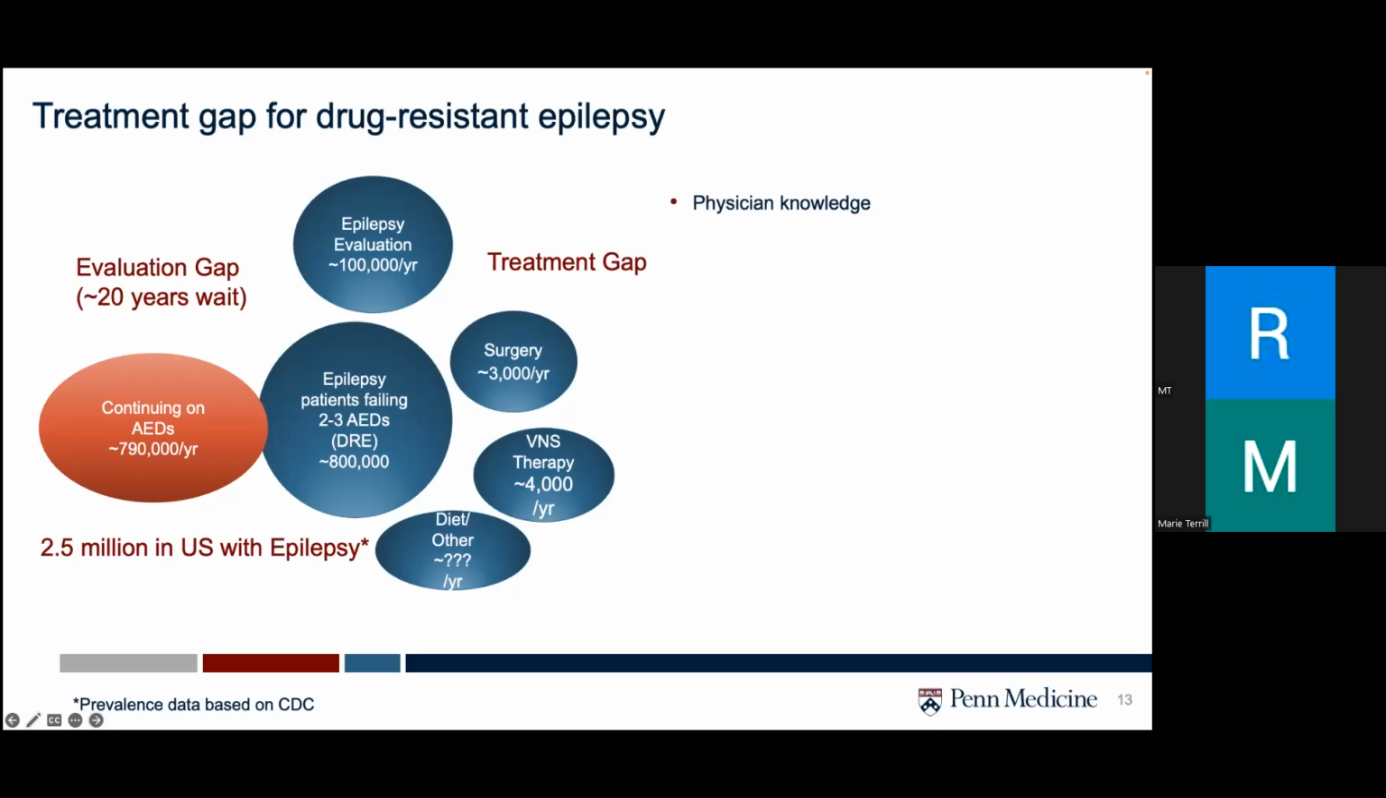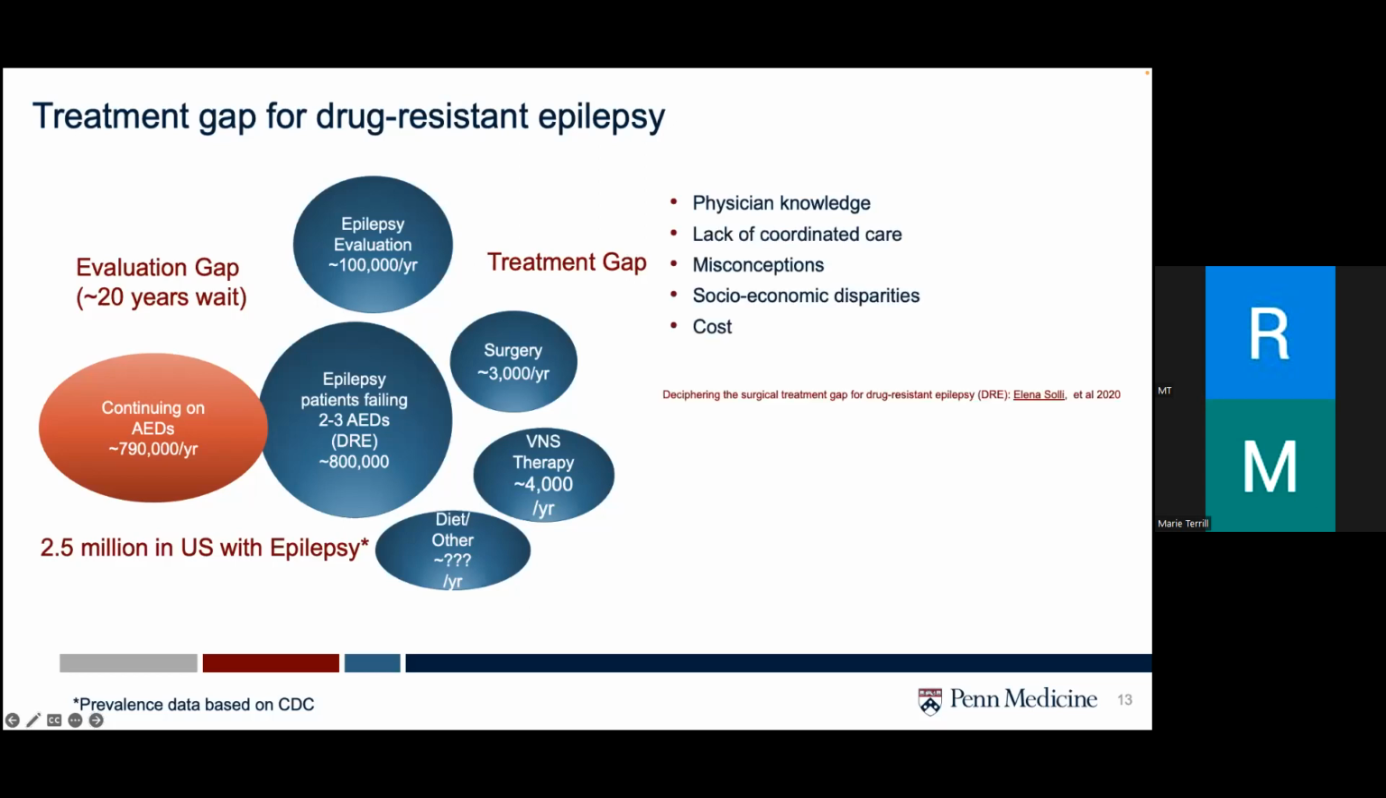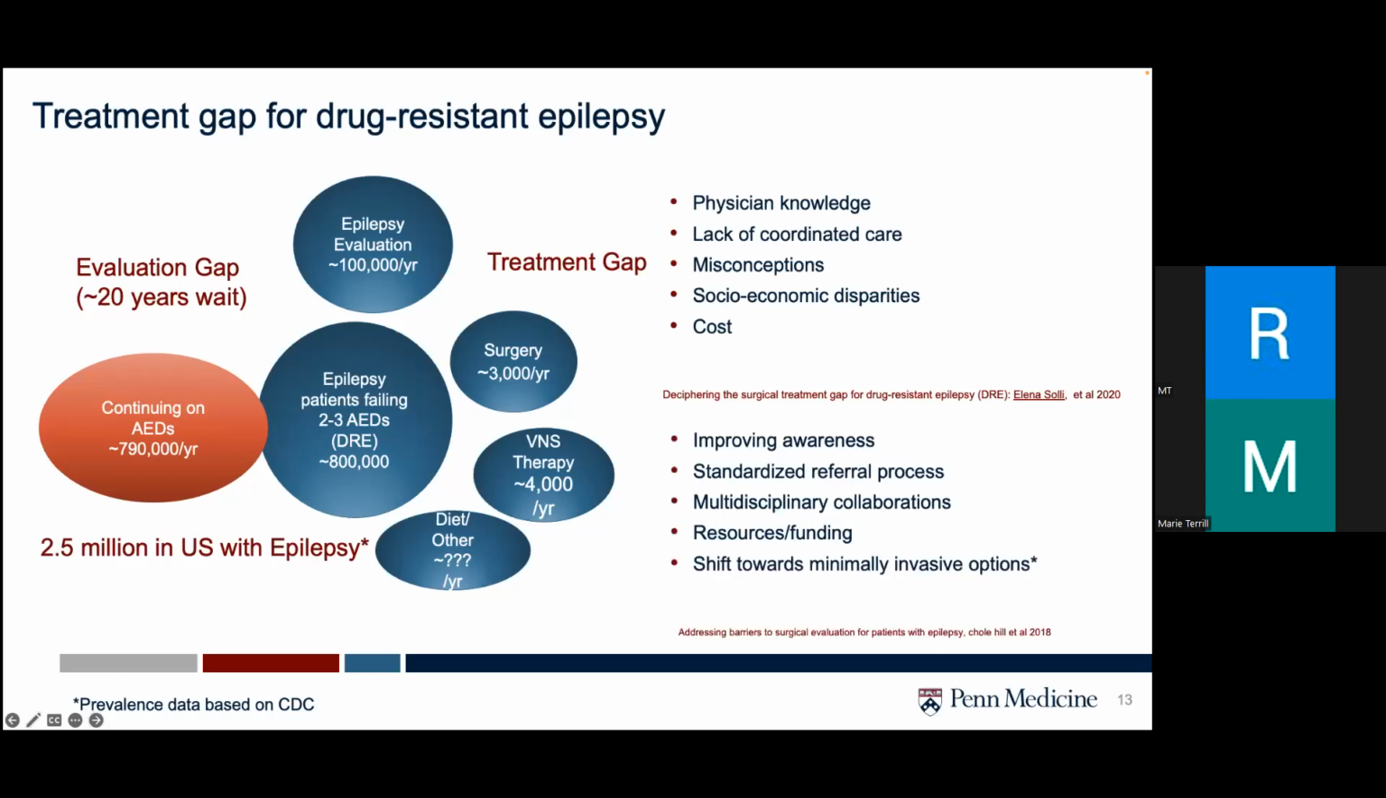There are a lot of factors that contribute to this. Clearly, physicians' knowledge, lack of coordinated care, misconceptions about surgery, and some socioeconomic disparities can hinder access to care. But there are also a lot of efforts being made to address this gap and increase access to surgery for appropriate candidates, like improving awareness and education about surgery among healthcare professionals and patients, implementing a standardized referral process, enhancing multidisciplinary collaboration, and advocating for resources and funding to support evaluation and interventions. And finally, there's also a shift towards these minimally invasive options.